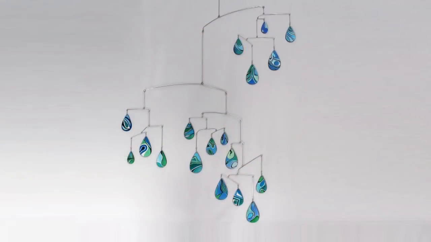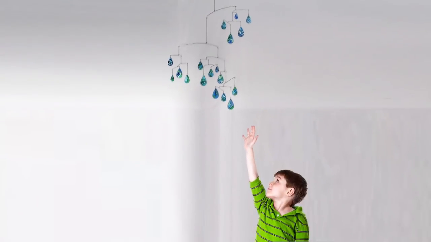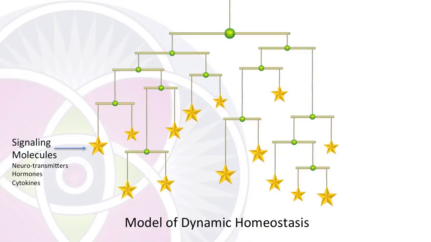So here we go. We're looking at a mobile. You've probably played with this when you were a kid. Perhaps you even have some of these in your home right now. We have all of these horizontal elements with little strings hanging down from them, and we have these stars hanging at the bottom. In this particular model, the stars represent signaling molecules.